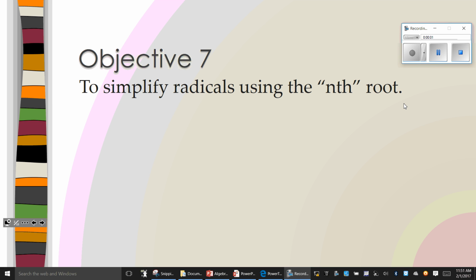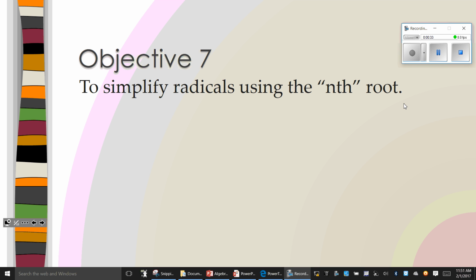Okay, so today's lesson is Objective 7. We are going to simplify radicals using the nth root. So I'm going to tell you right now, normally we've been looking at square roots, but today we're looking at the nth root, which means n could be anything. We're going to look at the cube roots, square roots, fourth roots, fifth roots, sixth roots, seventh roots. We're going to look at roots of all different numbers. Okay? Any questions on that?